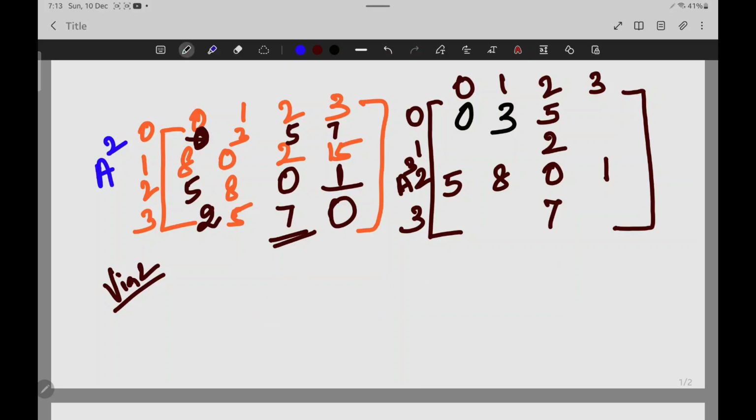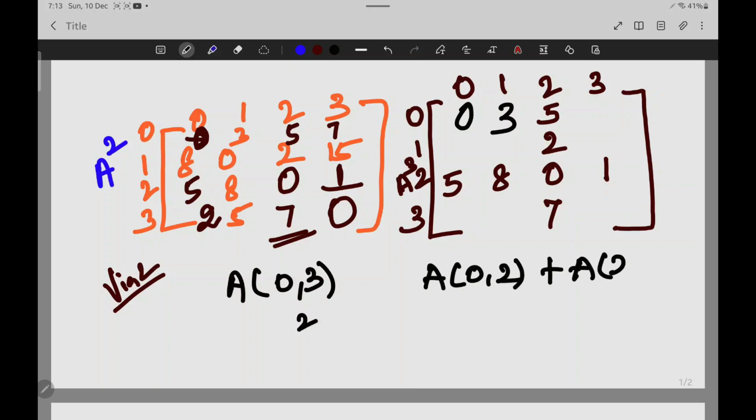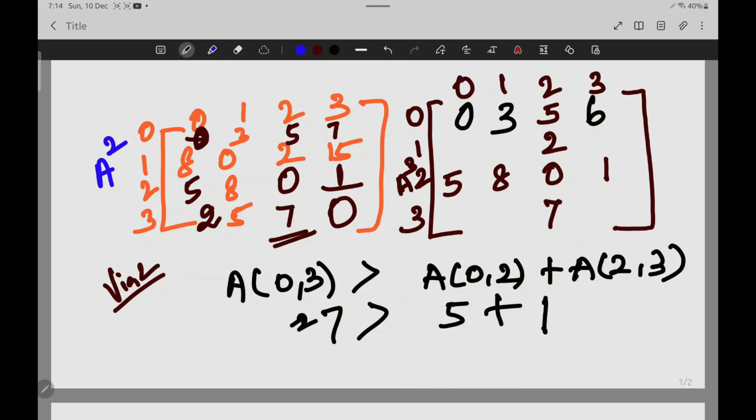We need to find it out. A of 0 comma 3 via 2. So a of 0 comma 2 plus a of 2 comma 3. 0 comma 3 is 7. 0 comma 2 is 5. 2 comma 3 is 1. So here the value is reduced to 6.